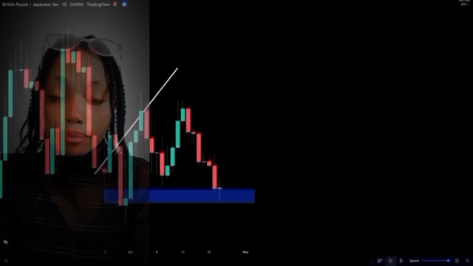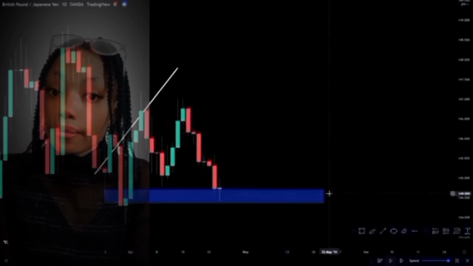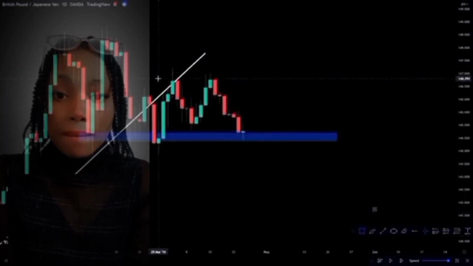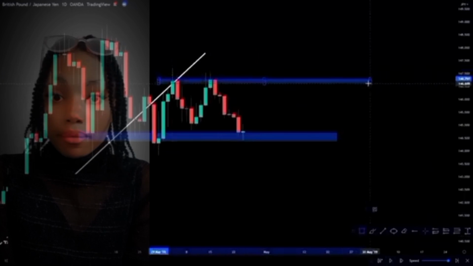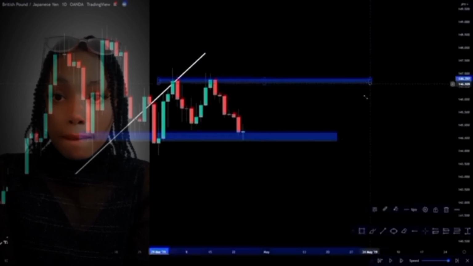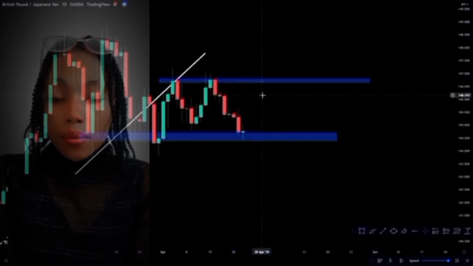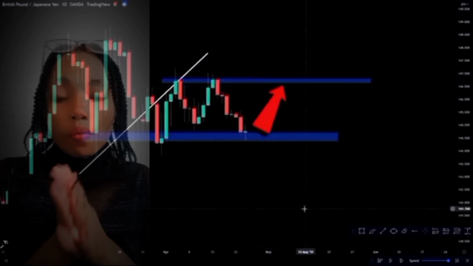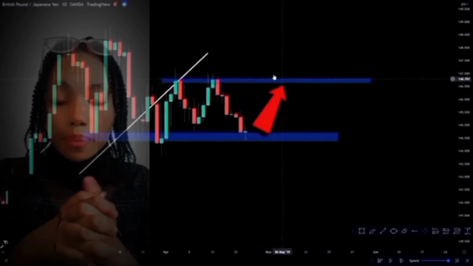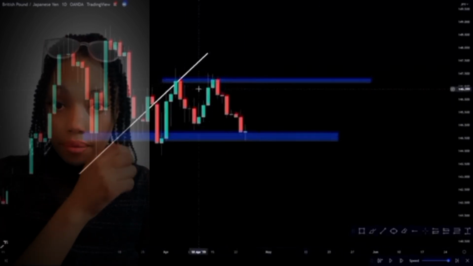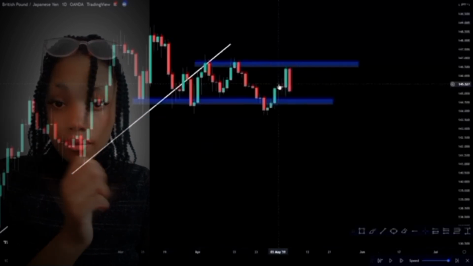Okay, you can see price is consolidating around this little area here. So we can draw this little resistance area. The next time price comes back up here, we can look to sell it down, because this is essentially the new lower high right here. Guys, this is your entry.